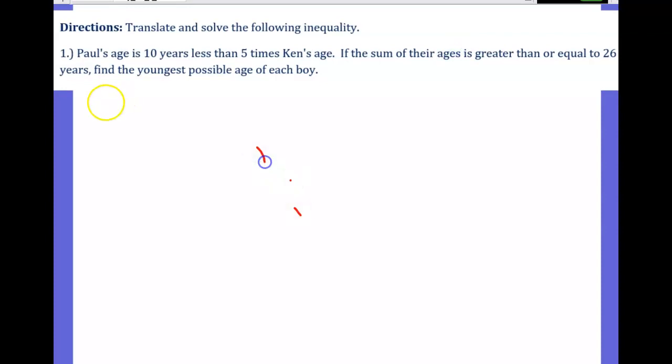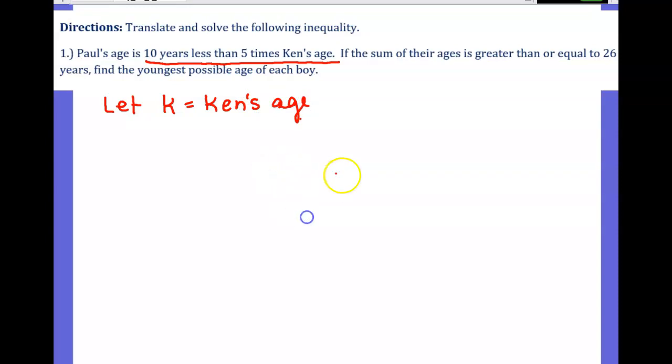So we're going to start with our let statement. Since Paul's age is 10 years less than 5 times Ken's age, we don't know Ken's age, so let's let K be equal to Ken's age. Because notice now we can come up with an expression to represent Paul's age based upon Ken's age. And we do that by saying it's 10 years less than 5 times K. So 5K minus 10 would be Paul's age.